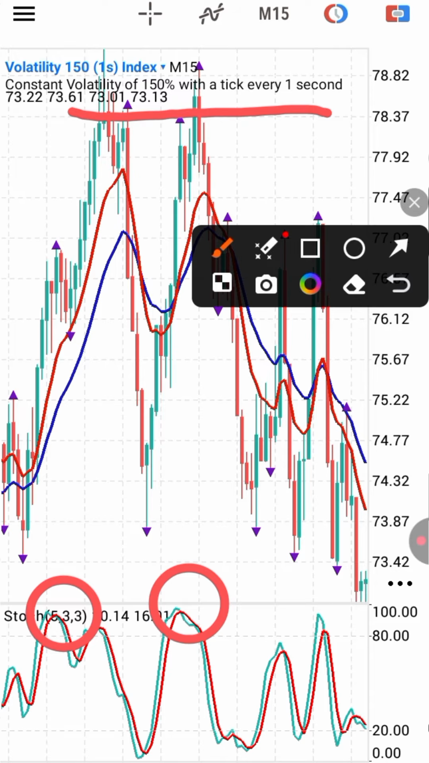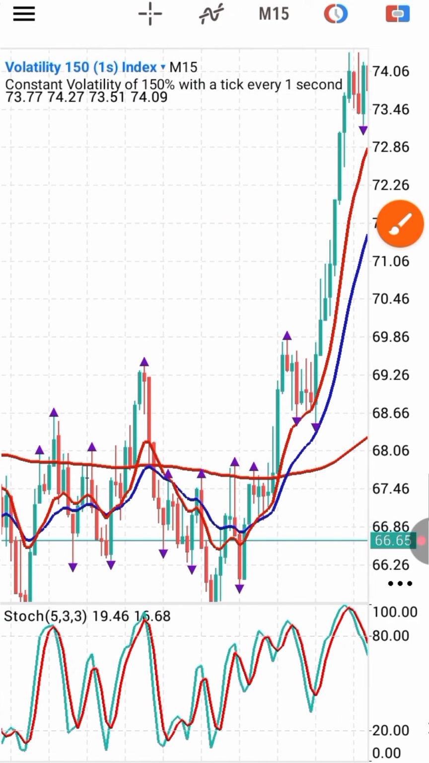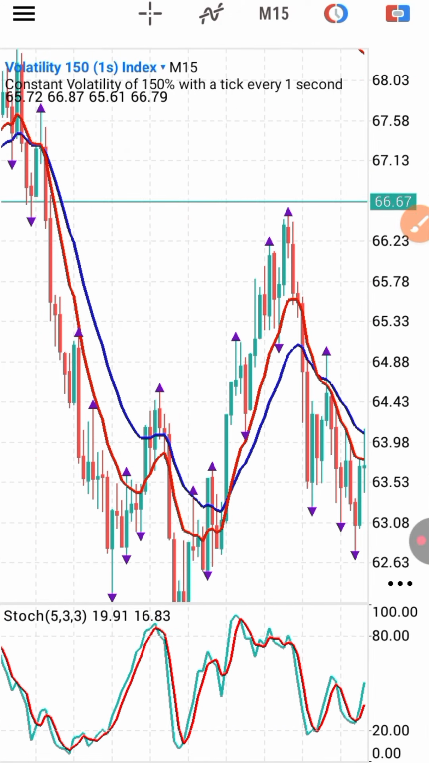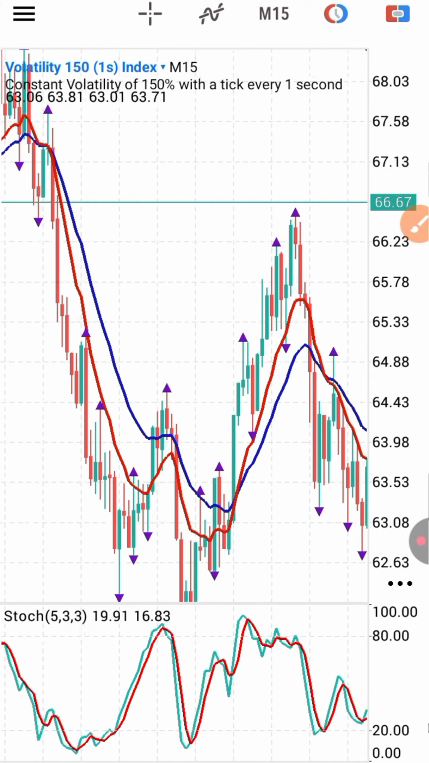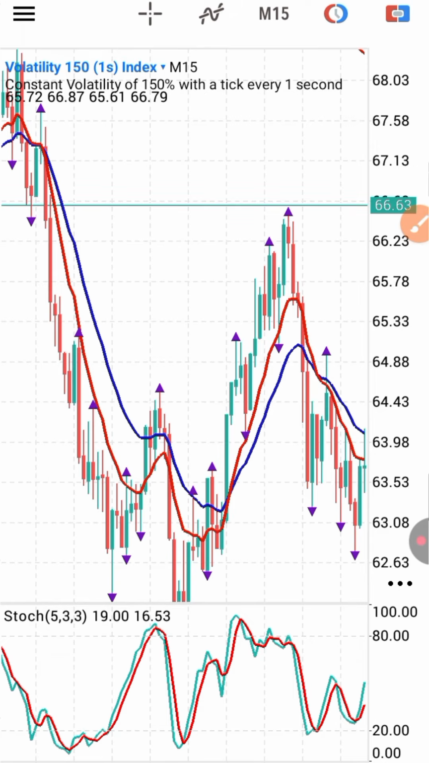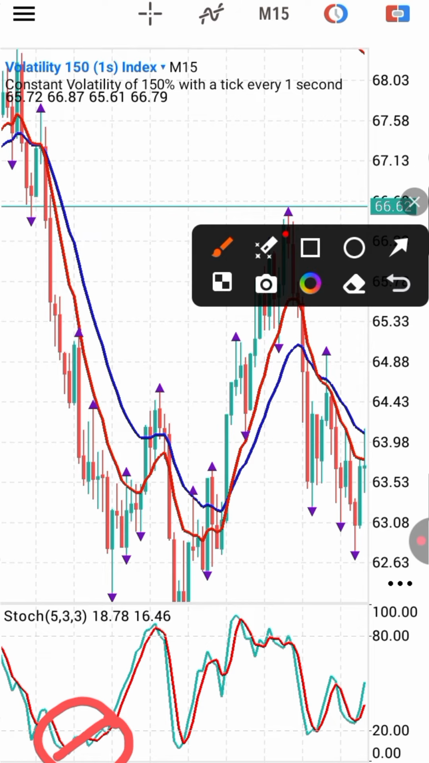Let me show you guys the W pattern. This one is the M pattern. Let me check for the W pattern. Here is our W pattern. Are you seeing it? Good. Here now, you can see our stochastic oscillator come down to the 20 level. You now wait for it to go back again.